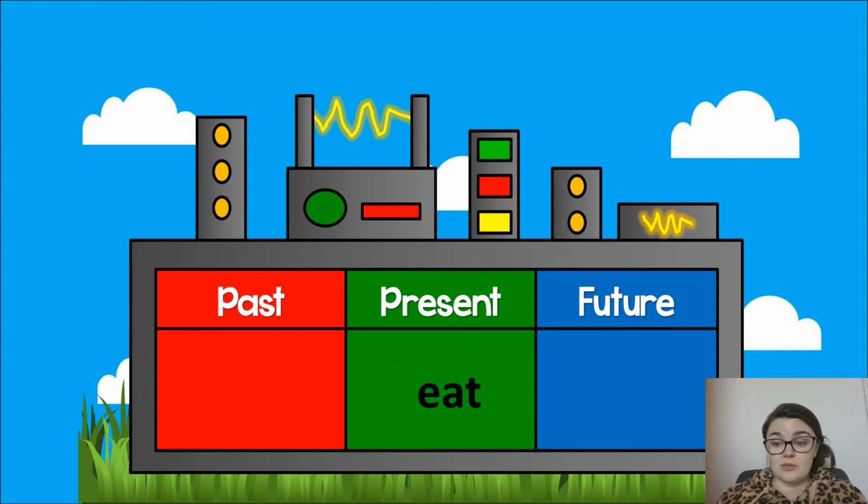Eat is also not a regular verb. It doesn't follow the rules. When I'm talking about the past, I would say that I ate my broccoli at dinner. That's something I did before, not right now.